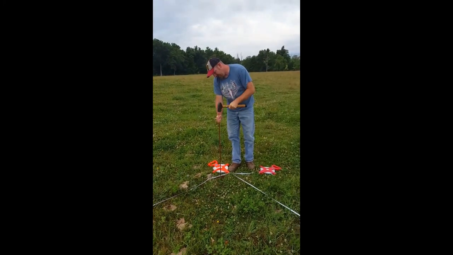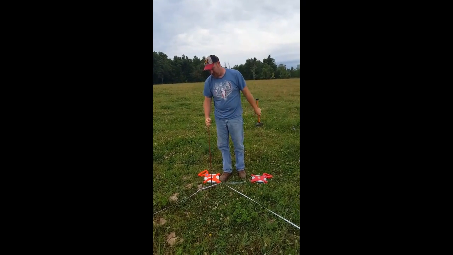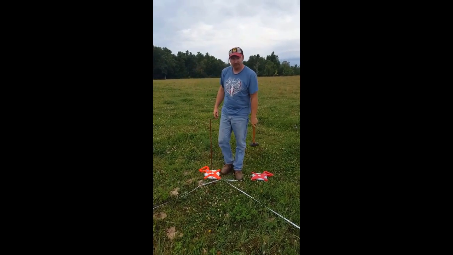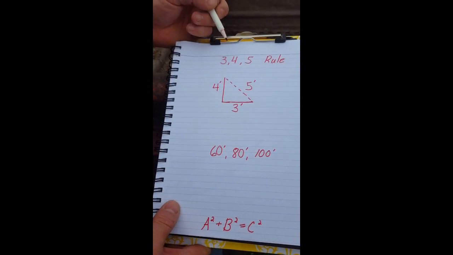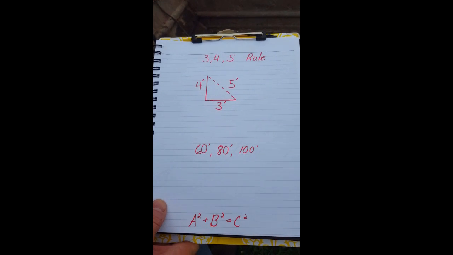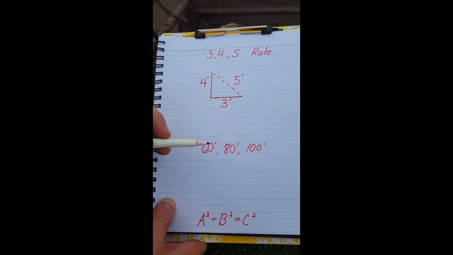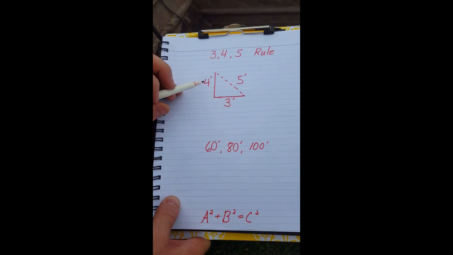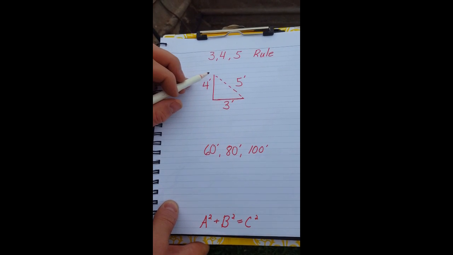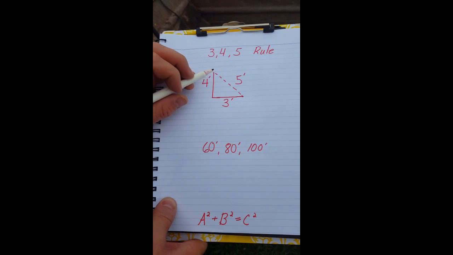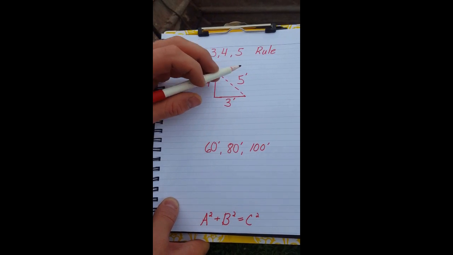Now let's talk about how we're going to use the 3-4-5 rule to lay out the next leg of our building. The 3-4-5 rule works this way. As long as we have a right triangle, one leg is 3 foot, the other leg is 4 foot, that means that the line across here, if we were taking a tape measure and measure from this point to this point, would measure 5 feet across.